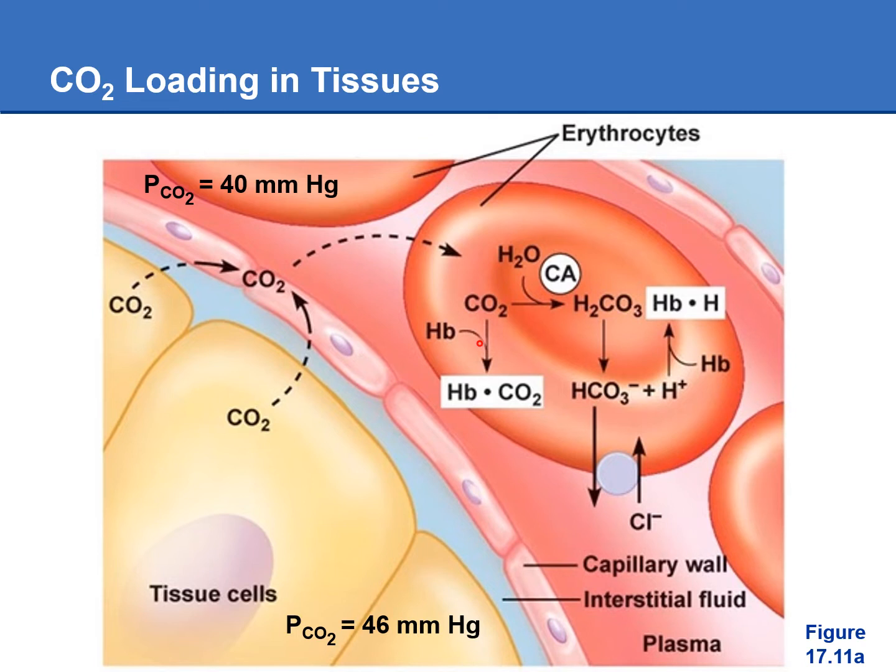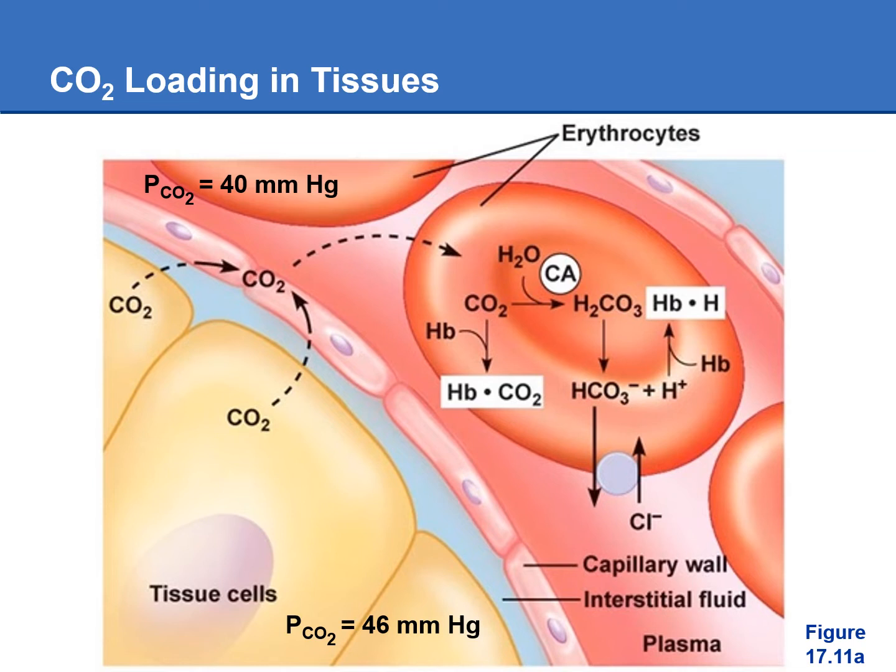23% will bind to the hemoglobin, to one of the amino acids on the protein part of the hemoglobin, and that will cause the carbamino effect. So remember, when carbon dioxide binds to hemoglobin, then the hemoglobin doesn't bind to oxygen as well. So when carbon dioxide binds to hemoglobin at the tissue, it helps kick the oxygen off the hemoglobin and unload it so it can go into the tissues.